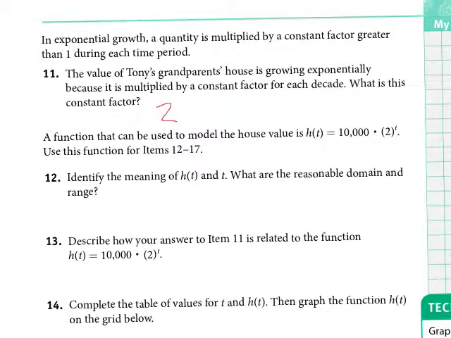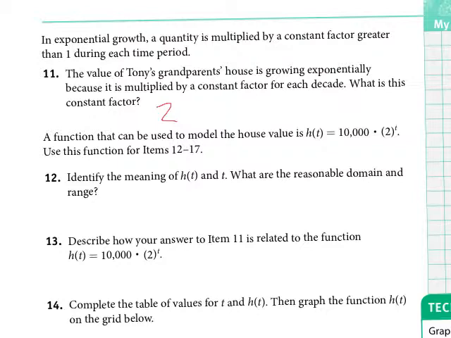So now it gives us this little statement here. A function that can be used to model this house value is h of t equals 10,000 times 2 to the t. Okay, 10,000 times 2 to the t.